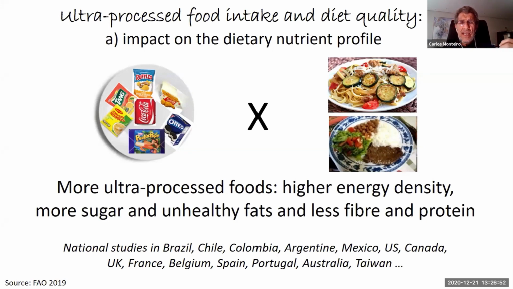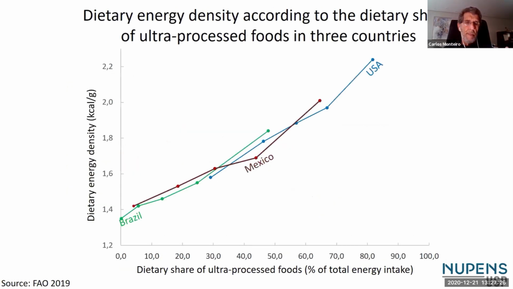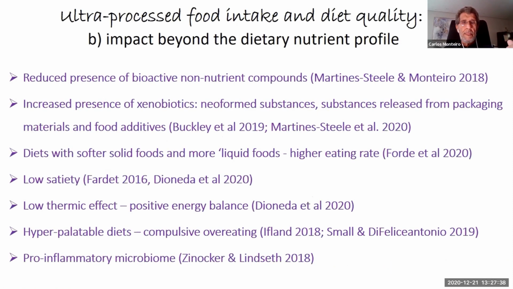So the more ultra-processed food is added to the overall diet, the higher the energy density, the higher the content in sugar and unhealthy fats, and the lower the content in fiber and protein. So I would say this is the perfect recipe for chronic diseases. Just an example with fiber, for instance. In all these 7 countries, you see the content in fiber of the overall diet across quintiles of ultra-processed food. So you see that in all countries, the more ultra-processed food, the lower the content of fiber. Here for energy density, I would say that the dietary share of ultra-processed food is practically a proxy of energy density.